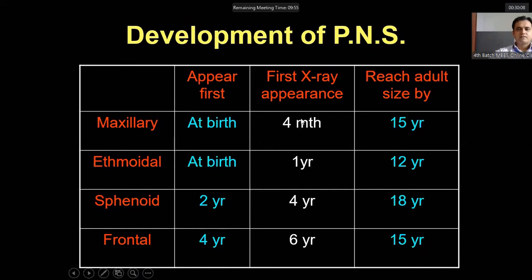The maxillary sinus is not seen before the 4th month, and the ethmoidal sinuses are not seen before the 1st year. Similarly, the sphenoid sinus is seen only after the 4th year of life, and the frontal sinus after the 6th year of life. So if you send an X-ray of a 5-year-old or 4-year-old child and you do not see frontal sinuses, you don't need to get worried, because it won't appear on X-ray until the age of 6 years. Similarly, the maxillary sinus reaches adult size by 15 years of age, the ethmoidal sinus by 12, the sphenoid by 18, and the frontal by 15 years of age.